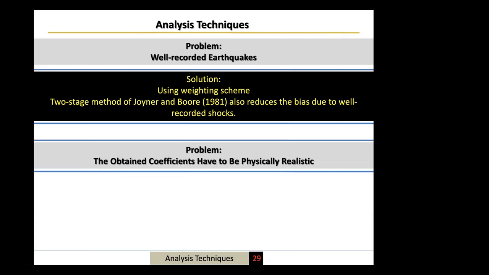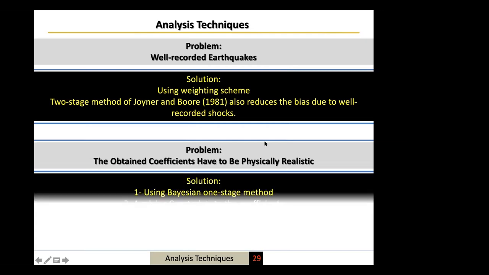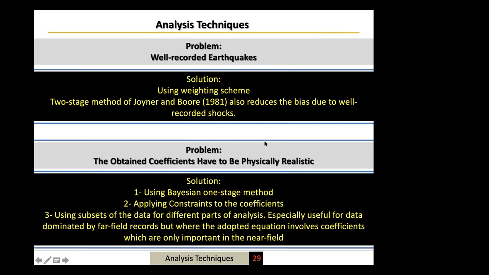So in the next lecture, we will see what the physically realistic values for these coefficients are. You cannot estimate some values that are not physically realistic. It may cause the model to fit your data perfectly, but the point is that the coefficients that you obtain should be somehow physically realistic.